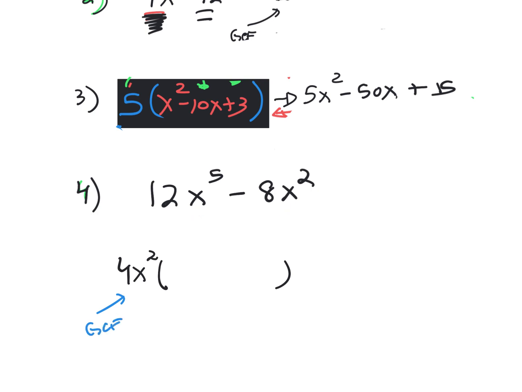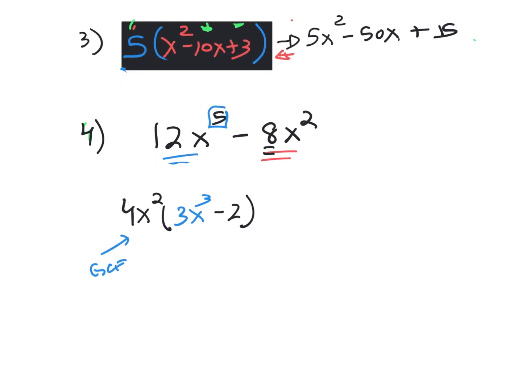And then when we reverse engineer, 4x squared times what is going to give us 12x to the 5th back? Well, obviously you need a 3 because 4 times 3 is 12. And then we have x squared, and we need to get to x to the fifth, so doesn't this have to be x to the third? And then what could you multiply by to get to this last one, to get negative 8x squared? So wouldn't 4 times negative 2 make that negative 8? And then we already have x squared, so we don't need any more x squareds. So that's your final answer.